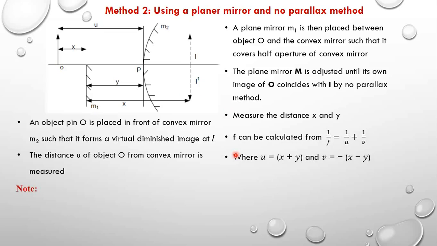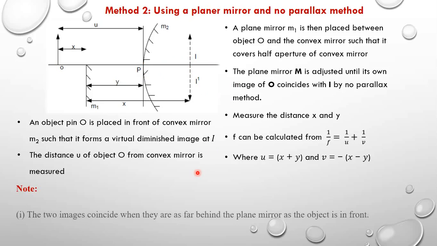Now let us make a note. You need to note that when the two images are coinciding, that is I and I prime, then the distance PI is equal to the distance PI prime. So those distances will be equal.